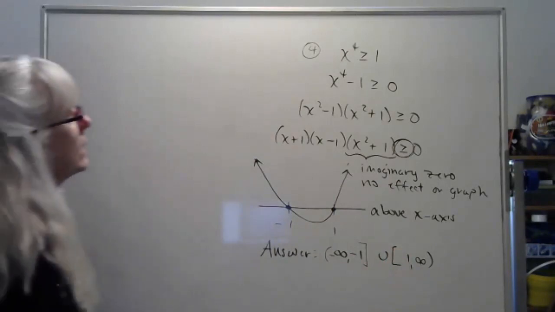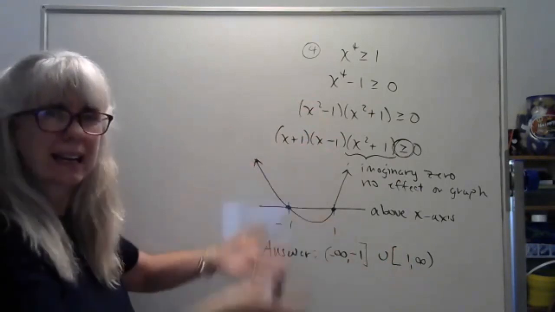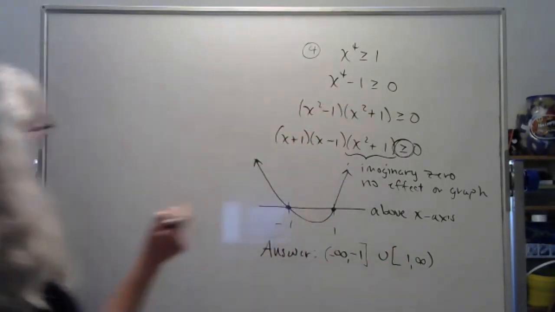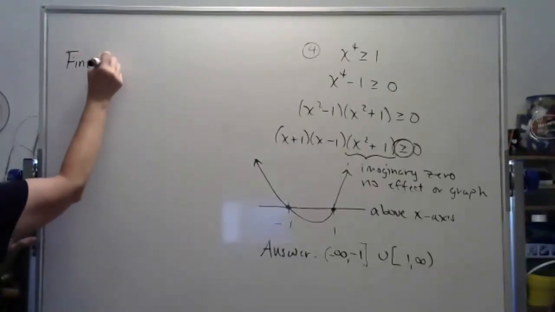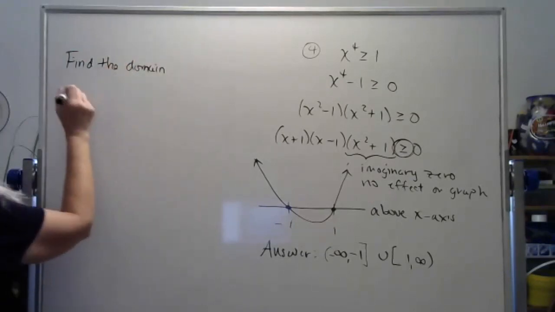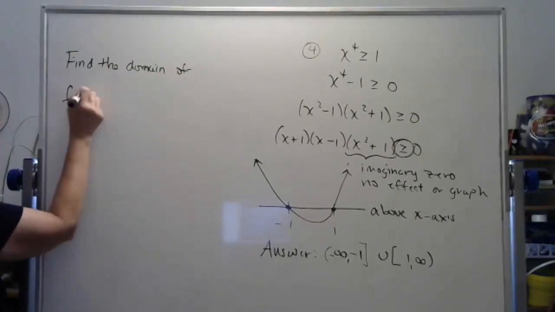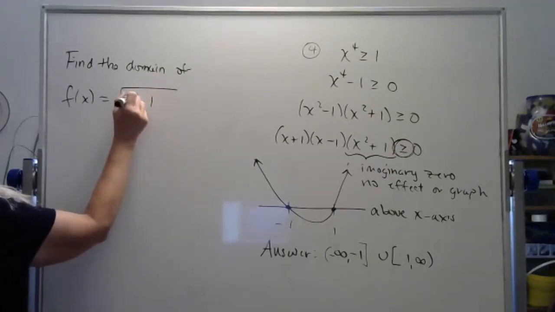Nice. Okay, now where you might see this problem in your future. Just to tie it into what you will need, you're probably not going to see something that's written like this. But what you might be asked is to find the domain of f of x equals the square root of x to the 4th minus 1.